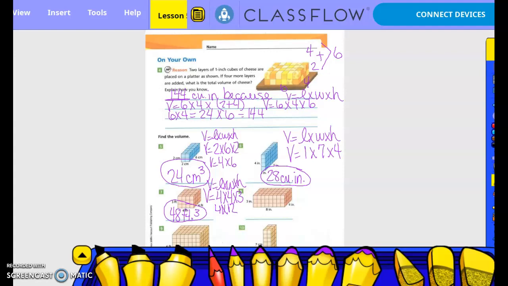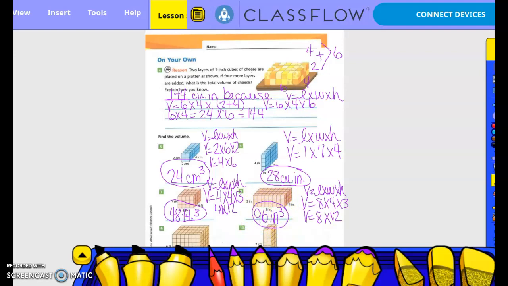Okay. Next one, what do I start with? My formula. My formula is volume equals length times width times height. Okay, volume equals, what's my length? 8. What's my width? 4. And what's my height? 3. Okay, is there a couple numbers we could put together? 4 and 3 is 12, right? So volume equals 8 times 12. What is 12 times 8? 96. So 96 inches cubed, or I would take it as 96 cubic inches.